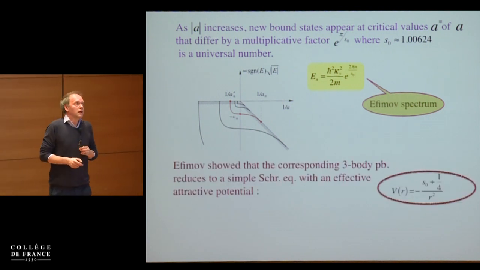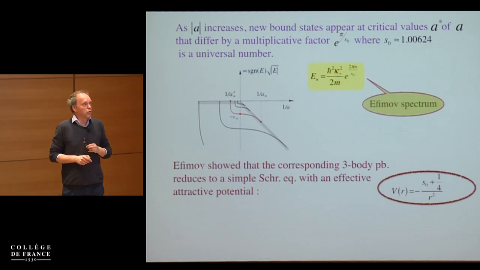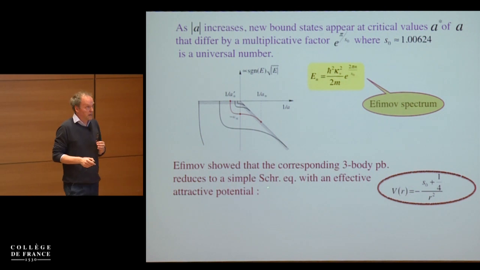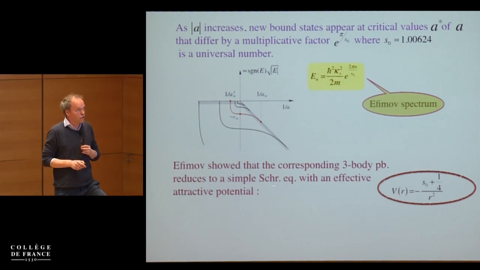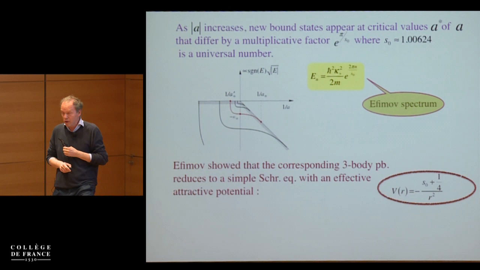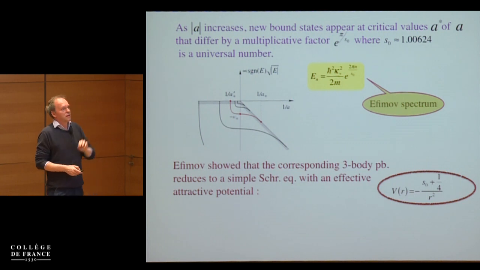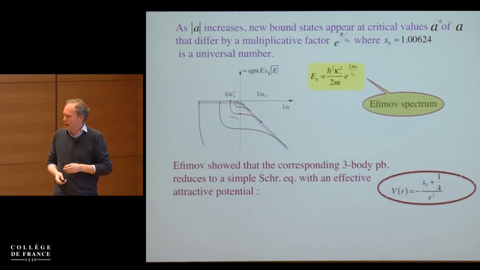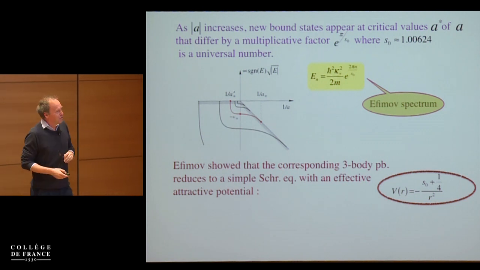What Efimov showed is that the corresponding three-body problem reduces to a simple Schrödinger equation. Instead of solving a very complicated three-body problem, at short scales you can reduce it to a simple Schrödinger equation with an effective attractive potential of this form, which is precisely the 1 over r squared that I discussed before. But now the strength of this potential, what I call psi, is related to this parameter S0, which depends on the initial three-body problem.